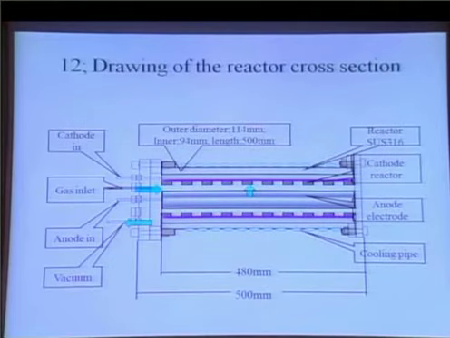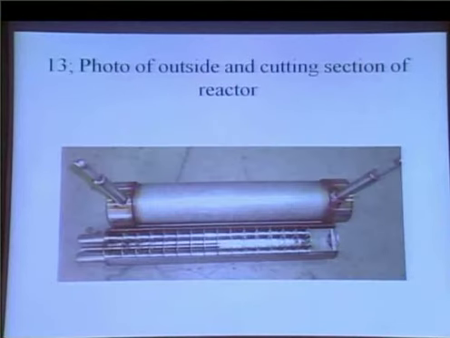This drawing shows the cross-section of the reactor. The reactor is divided into three parts: container, cathode material, and anode electrodes. The cathode electrode is composed of small particles of alkali metal oxide. This is the outer and cross-section view of the typical reactor. The reactor has inner and outer pipes, and it has a gas inlet and outlet.